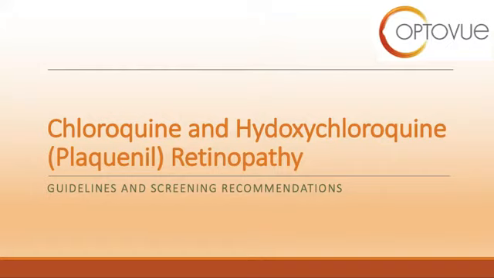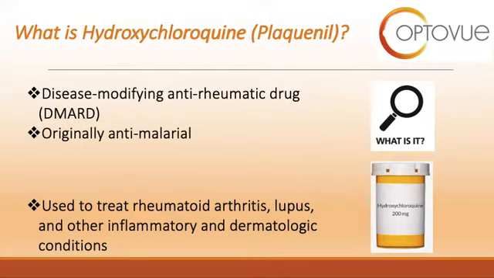In the next few minutes, I am going to discuss with you the guidelines and screening recommendations for our patients taking Plaquenil. So the first question is, what exactly is hydroxychloroquine, better known as Plaquenil? Plaquenil is a disease-modifying antirheumatic drug, or DMARD. It was specifically formulated as an antimalarial and now has many usages. Some of these more common usages include the treatment of rheumatoid arthritis, lupus, and other inflammatory and dermatologic conditions.